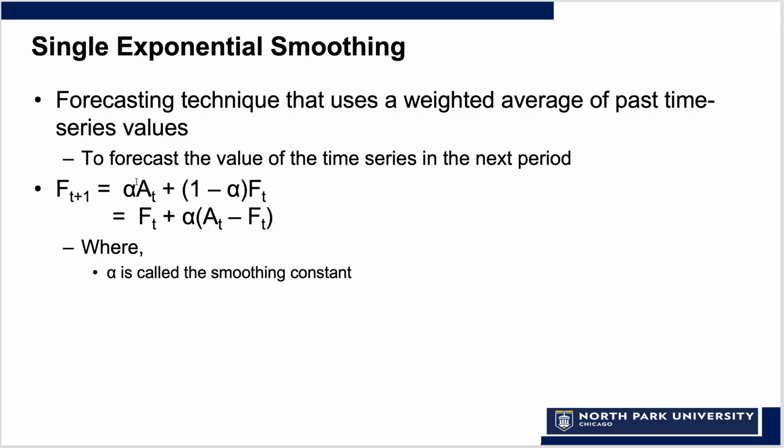And if you do the math here and simplify it, it's really the forecast for the next month is the current month forecast plus, and what is this? Actual minus forecast. That's the error. And notice there's no absolute value, so it would be plus or minus. And you multiply that by alpha. So alpha is called the smoothing constant. You have to try this to actually see how it works.